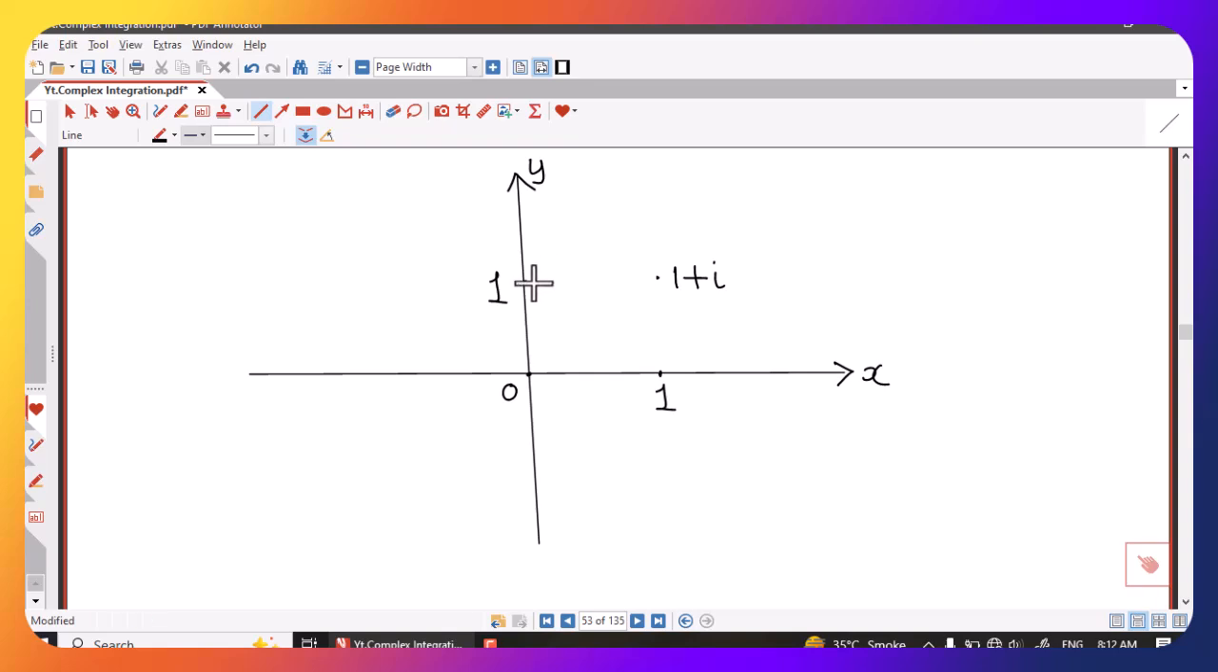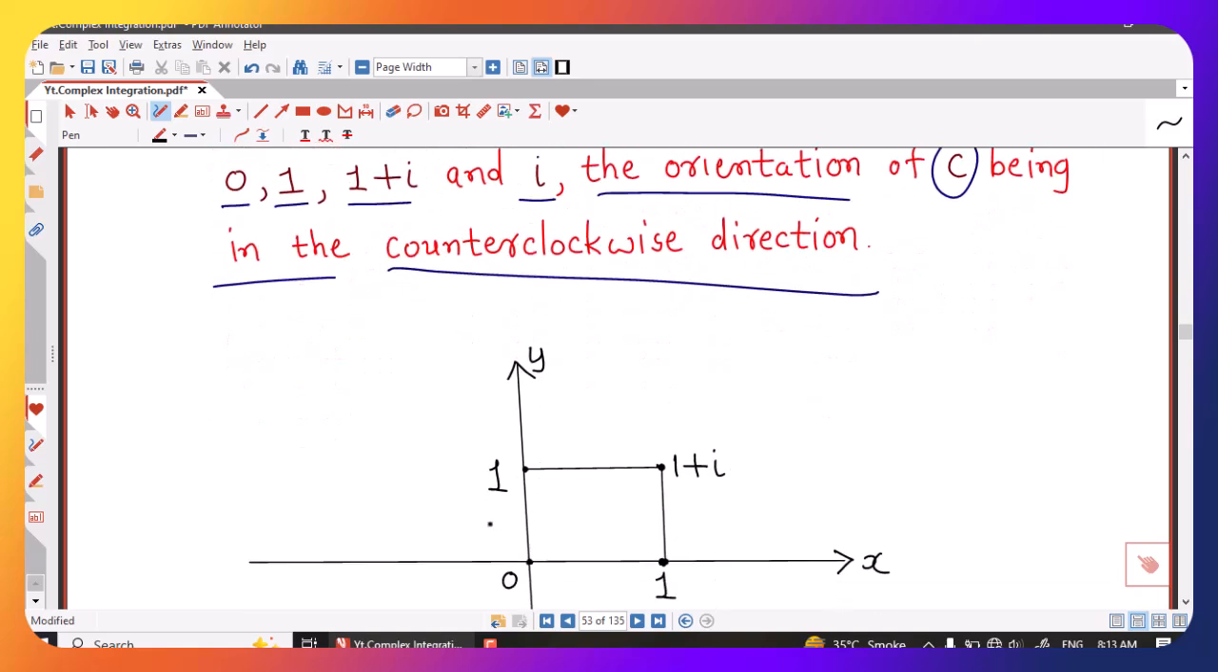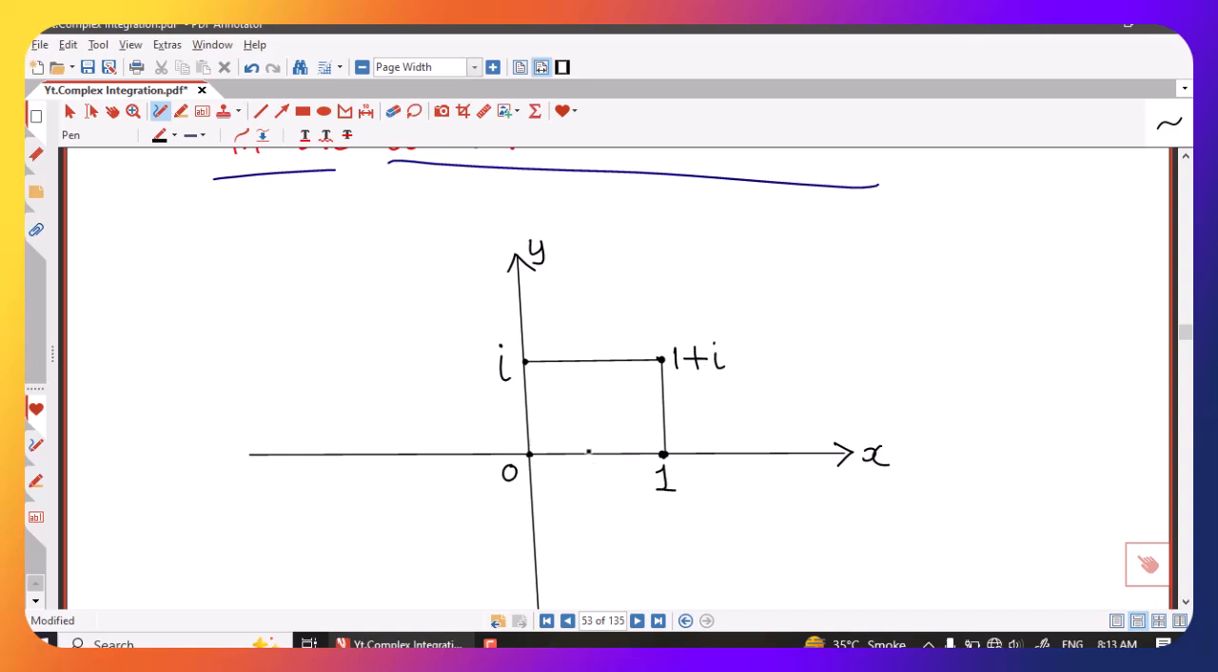So we are asked to integrate along the boundary of this square. We are given the vertices 0, 1, 1 plus i and i, so we integrate along this boundary with these vertices. This distance is 1 on the y-axis, so this point is the ordered pair (0, 1), or we can write it as i. This is the ordered pair (1, 1), and we start with 0. We will consider the counterclockwise direction, so we integrate along this contour.